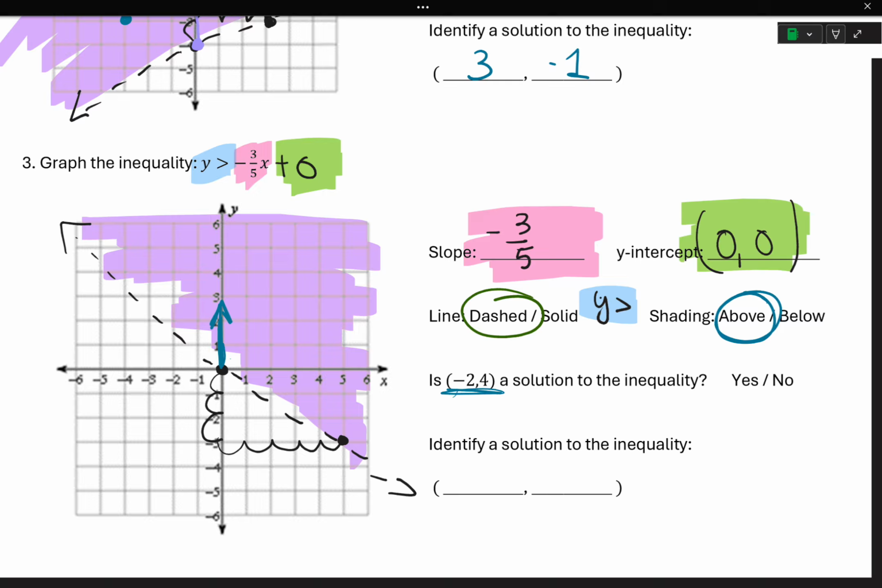Is (-2, 4) a solution? Yes, it's a solution. Another solution would be, I don't know, (4, 2). Is (0, 0), the y-intercept, a solution? No, it's not a solution. It's on the dashed line.